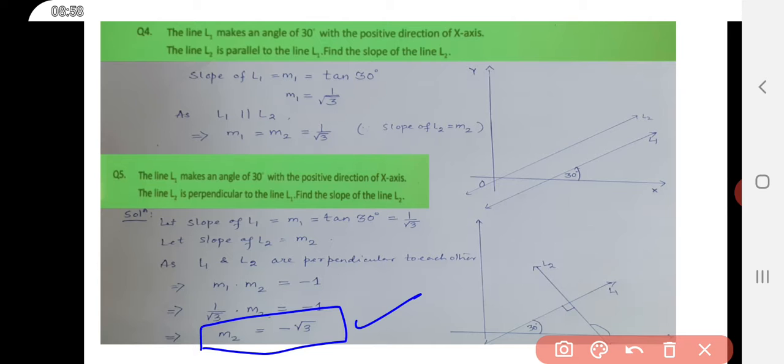As it is negative, the angle of inclination of the line L2 is an obtuse angle.